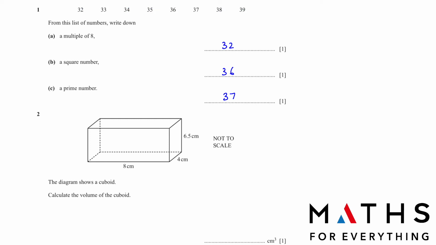Next, the diagram shows a cuboid. Calculate the volume of the cuboid. To find the volume of the cuboid, we multiply the length, width, and the height. So 8 times 4 times 6.5 will give us 208 cubic centimeters as the answer.